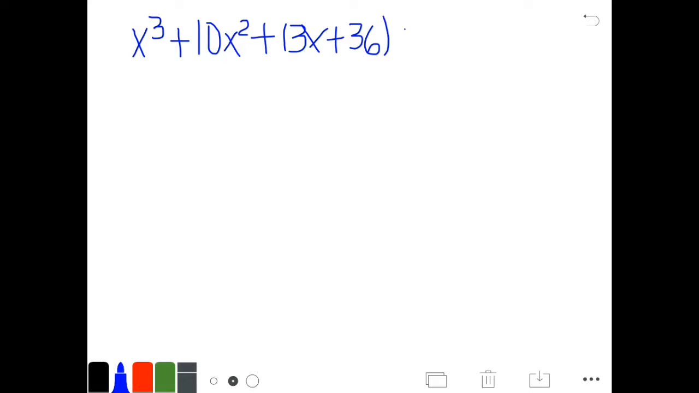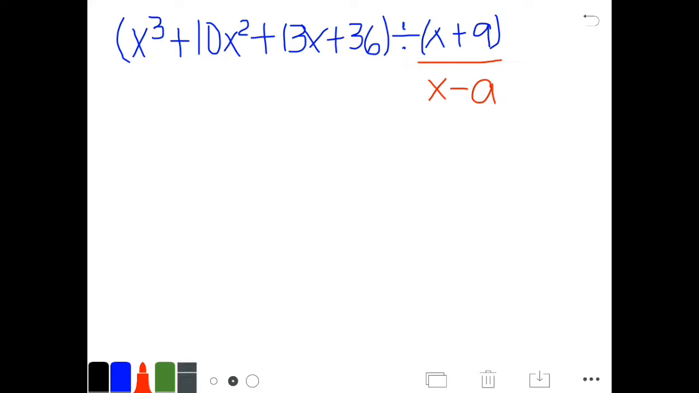So I'll copy the given once more. You have your x cubed, plus 10x squared, plus 13x, and of course your very last term, 36, being divided by x plus 9. All right. So in synthetic division, if you remember, we discussed in class that you need to make sure to check if your term, what you're dividing, will be in the form x minus a.